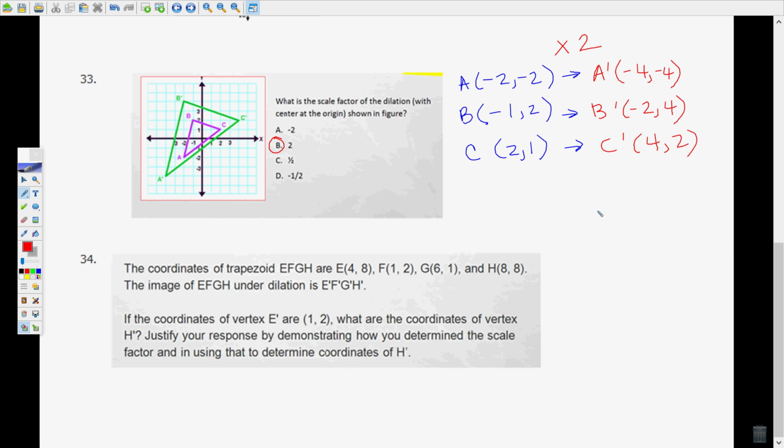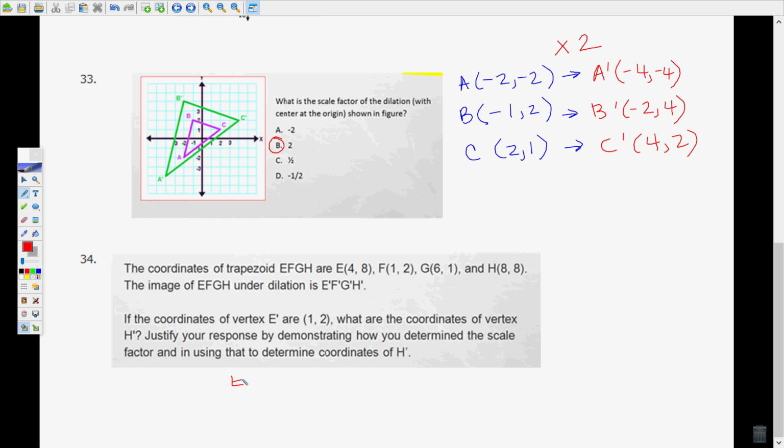This one: the coordinates of trapezoid EFGH are, and here they are. The image of EFGH under dilation is the letters with the primes. If the coordinates of vertex E prime are 1, 2, what are the coordinates of vertex H prime? Justify your response by demonstrating how you determine the scale factor and using that to determine the coordinates of H prime.